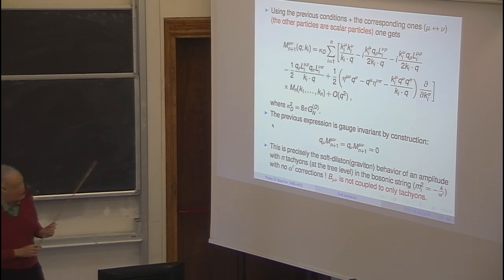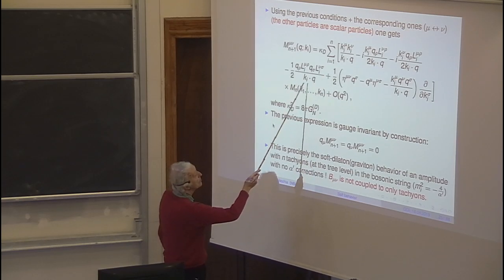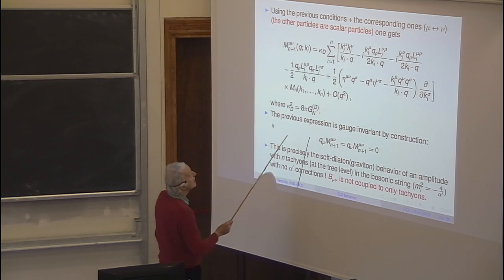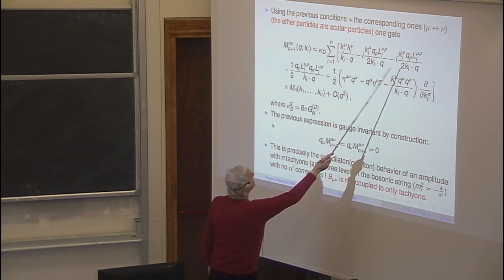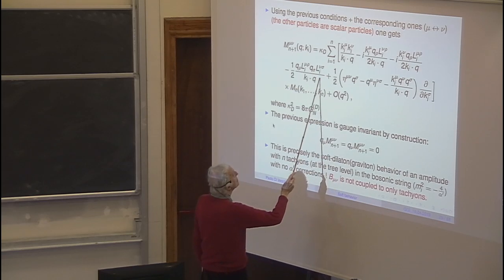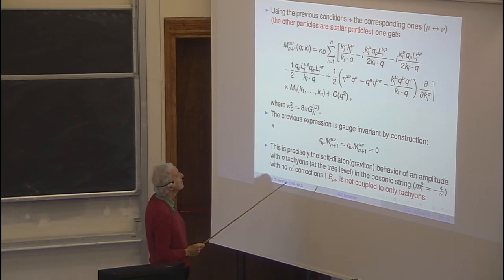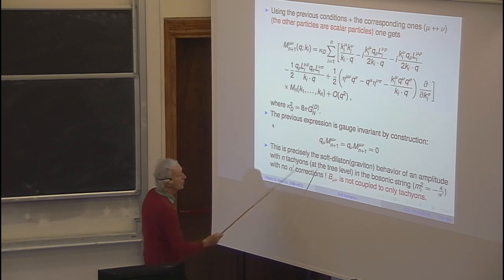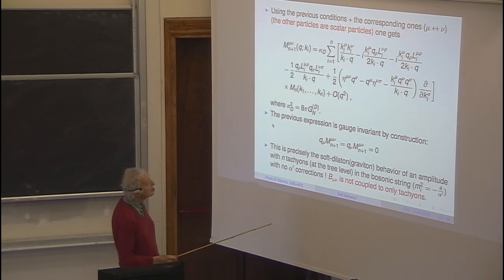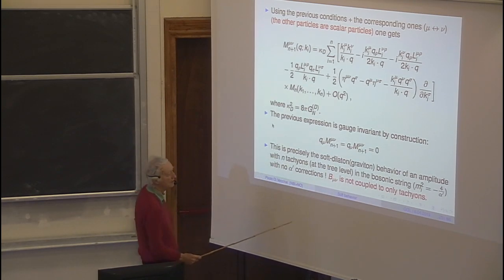If you use all these equations, you determine the soft behavior to have this form. And so you get the 1 over q term, the q to the 0 term, and the q to the 1 term. And this is the precise normalization. And of course, this satisfies this equation. This is the way it has been obtained. And this is actually the soft dilaton-graviton behavior of an amplitude with n tachyons in the bosonic string with no alpha prime correction.